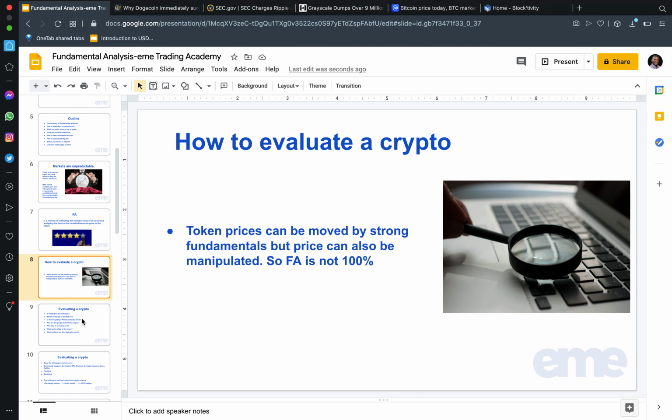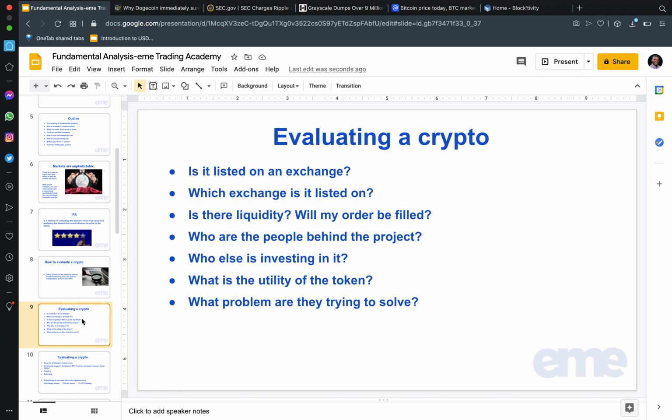So in evaluating a cryptocurrency, let's say you want to buy a cryptocurrency, you need to first ask yourself, is it listed on an exchange? Which exchange is it listed on? Is there liquidity? If I want to sell my bag, will my order be filled? Will there be so much slippage? Who are the people behind the project? Who else is investing in it? It's very important. The people behind the project is very important.